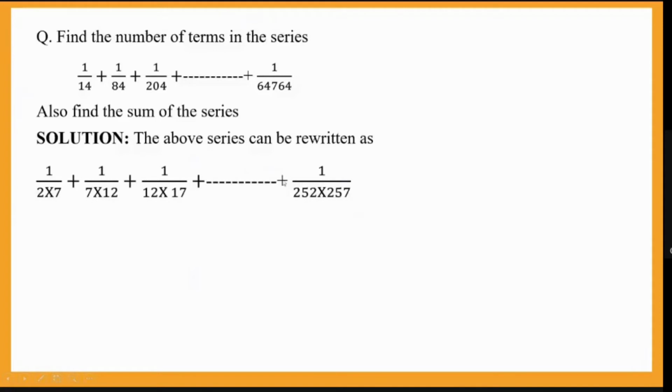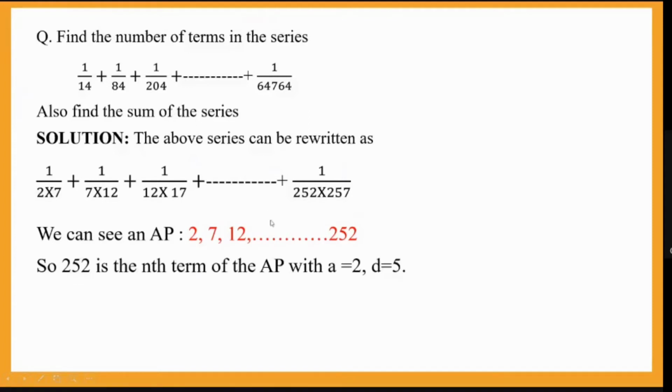So now I need to find out first of all the number of terms of the AP. Carefully look: it's 2, 7, 12, up till 252. Is it forming an AP? So we get an AP 2, 7, 12, up till 252, with a equal to 2 and d equal to 5, and 252 is its nth term. So I put the formula a_n = 252. That means 2 + (n − 1)×5 = 252, which gives me n = 51. So hence I can say that there are 51 terms in this series.